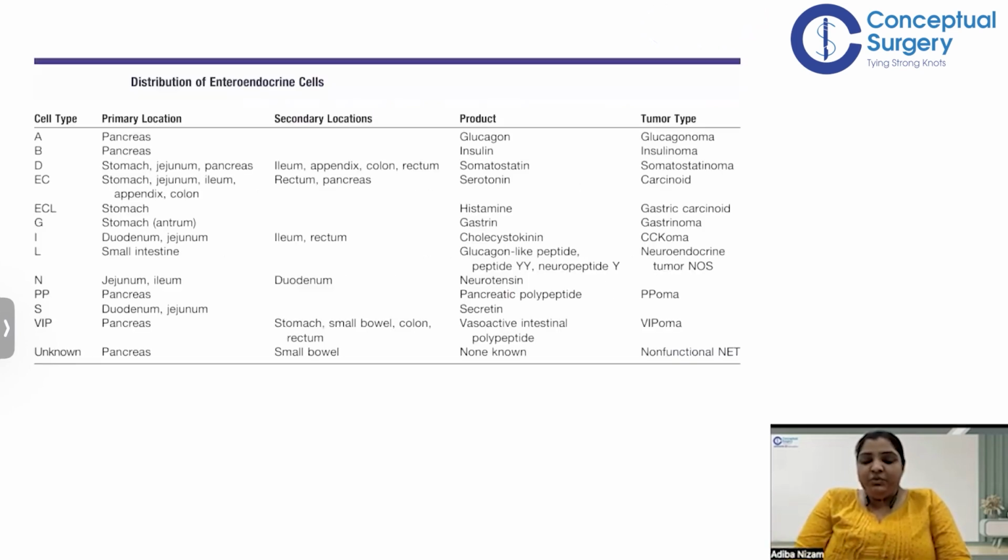Last time when we discussed, we had left out the pancreatic neuroendocrine cells, and we had discussed the neuroendocrine tumors arising from the GIT, the stomach, the small bowel, the large bowel. So today we are going to be discussing the neuroendocrine tumors arising out of the pancreatic islet cells.